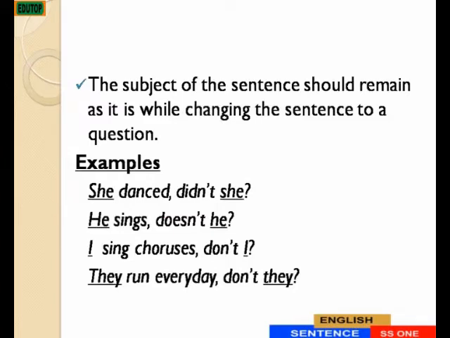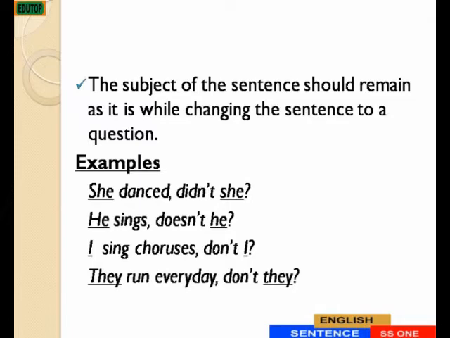Then in forming a question tag, the subject of the sentence should remain as it is while changing the sentence to a question. That is, the subject should not be tampered with. The subject should remain the same. Examples: she danced. Didn't she? The subject in the statement is she, and it is maintained in the question tag. So we have didn't she?